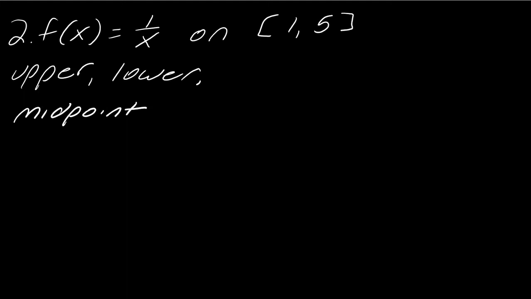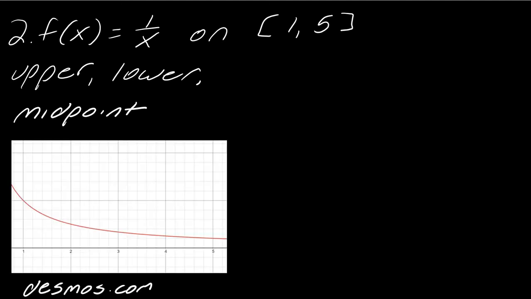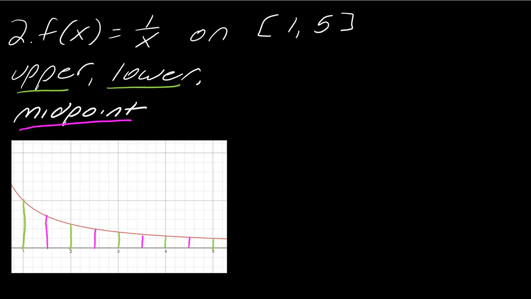Okay, so moving on to number 2, I've got the function 1 over x from the interval 1 to 5, and I need to make the upper, lower, and midpoint sums again. So once again, from Desmos.com, I have another graph here just to help me illustrate everything. So this is 1 over x, and you can see it's from 1 to 5 here. So if I'm just looking at my upper and lower sums, dividing this up into 4 intervals would look like this. And then if I wanted to get to the midpoints, I would just take the midpoint of each of these intervals, which would look like this.